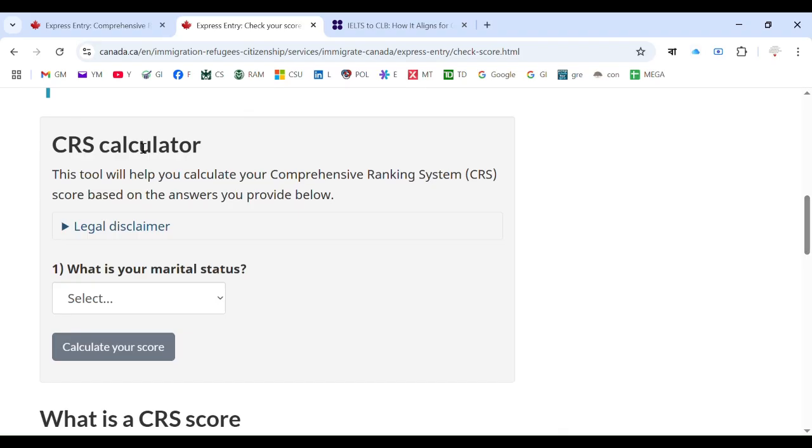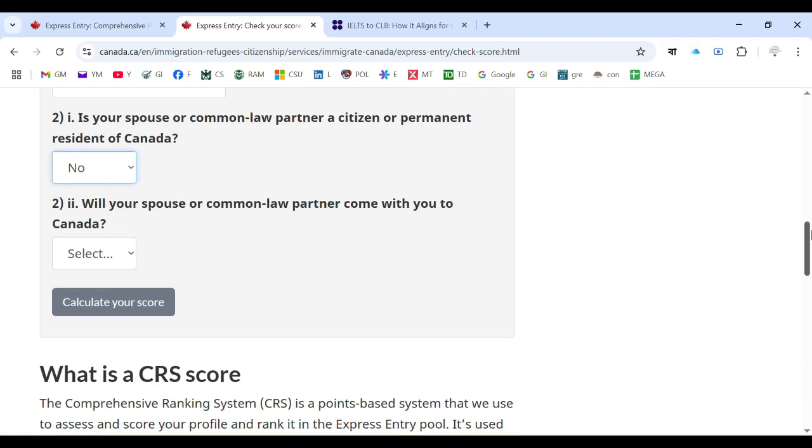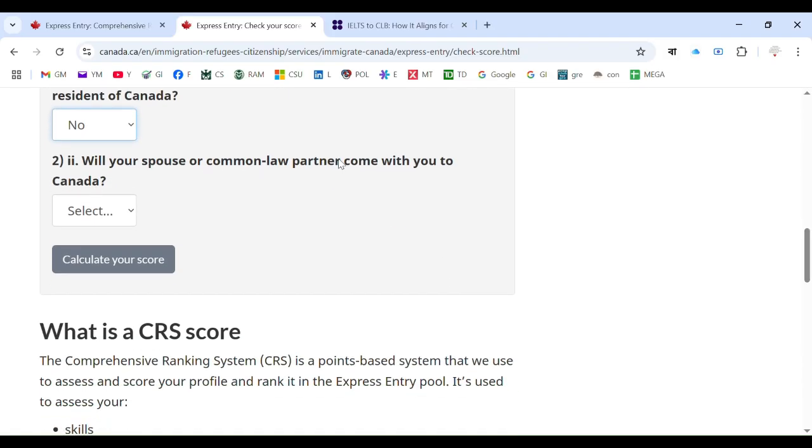You can score yourself by picking from the drop down menu, like what is your marital status. So for example, you are married. Is your spouse or common law partner a citizen or permanent resident of Canada? You select no if it is no. And then, will your spouse or common law partner come with you to Canada? If it is yes, then select yes.